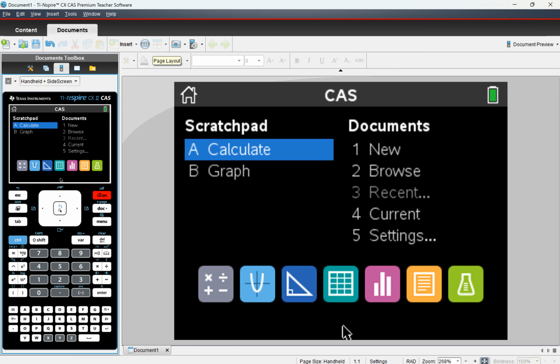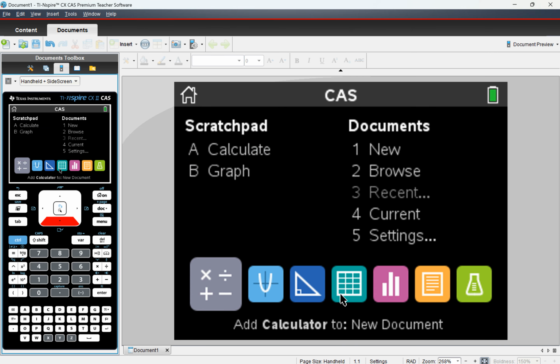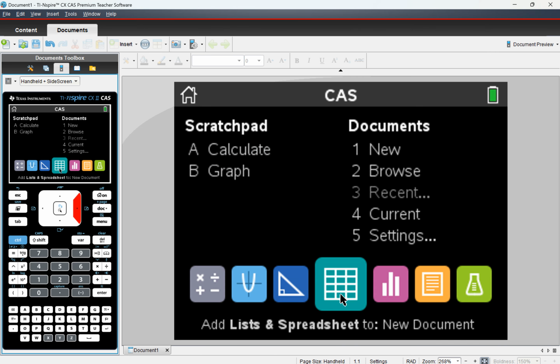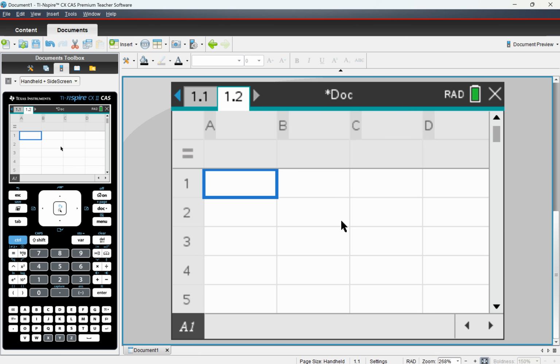So here we go. Go to your CAS, and we're going to go to spreadsheets. It's this spreadsheet-looking thing over here. So move your cursor down, go to Add Lists and Spreadsheet, press Enter or click on it, and you should get an Excel spreadsheet-looking sheet in front of you.